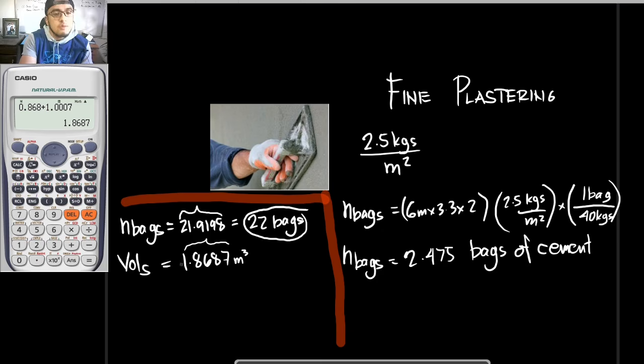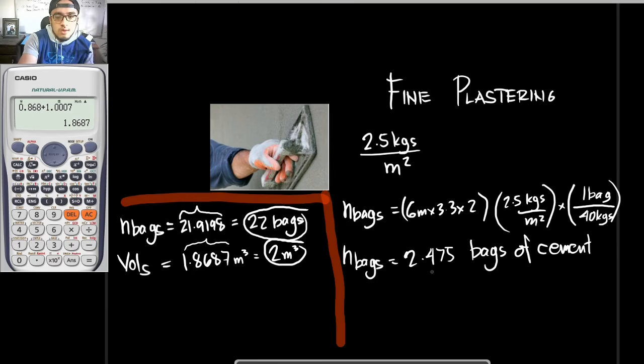Depende kung ilang decimal places yung hihingin ko sa inyong quiz or sa inyong graded activities. But what you would be ordering in real life would be 2 cubic meters. So, ilagay nyo pa rin ito sa inyong mga graded activities.